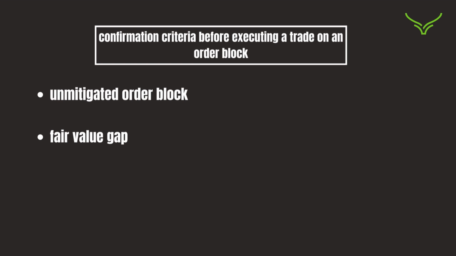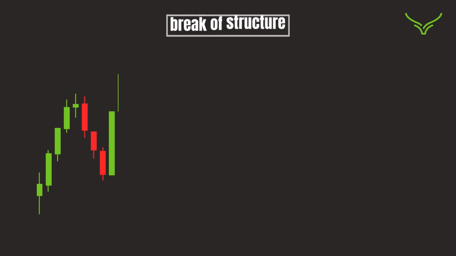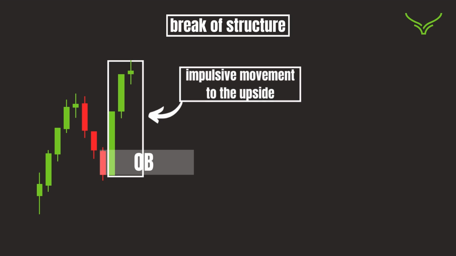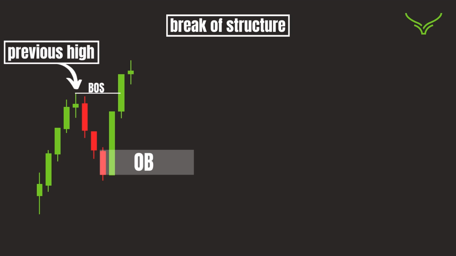The last confirmation criteria is a break of structure, which occurs when price takes out the previous high or low, and it indicates a significant change in market sentiment, often leading to increased momentum in the direction of the breakout. In this price chart example, this candle will be our identified order block. Following this pronounced upward movement, the market subsequently broke above the previous high, establishing a new high. This development confirms our setup.